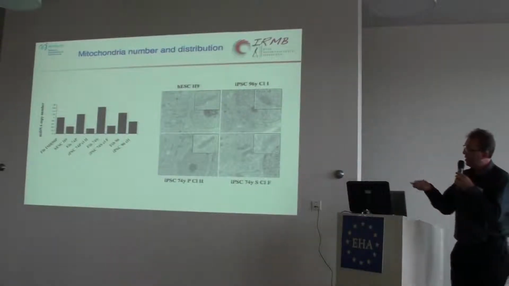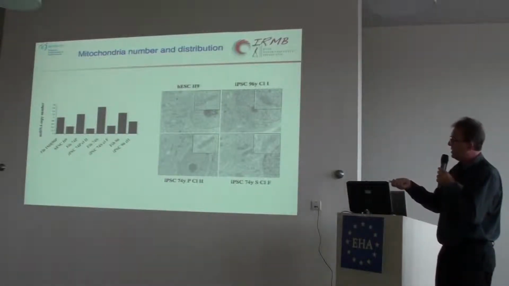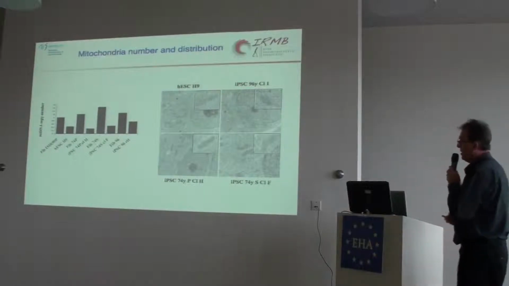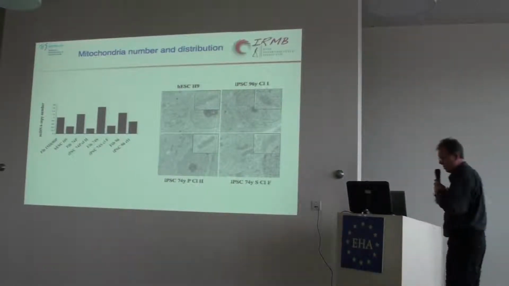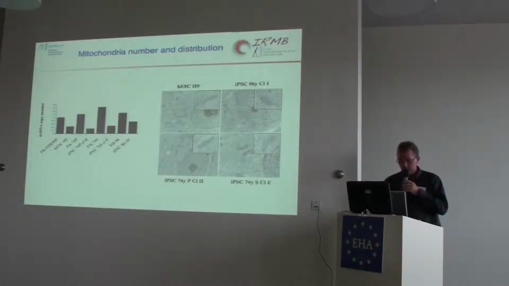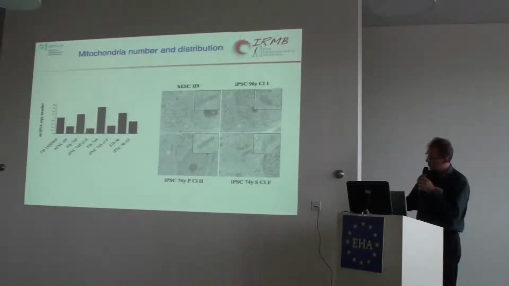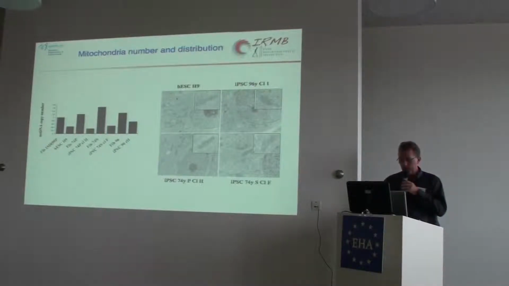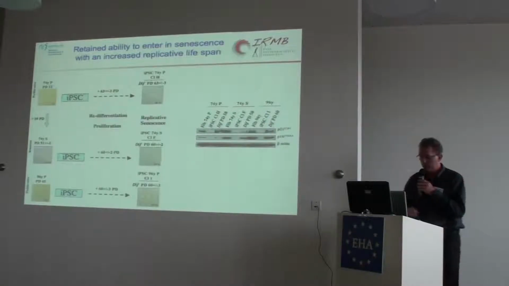We also decrease the number of mitochondria in iPS, which is a characteristic of human embryonic stem cells. And we found a similar distribution and morphology of mitochondria as in human embryonic stem cells.